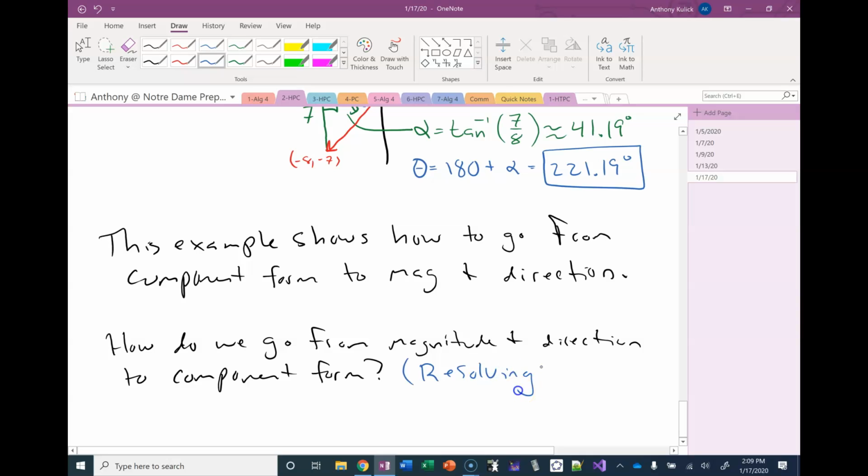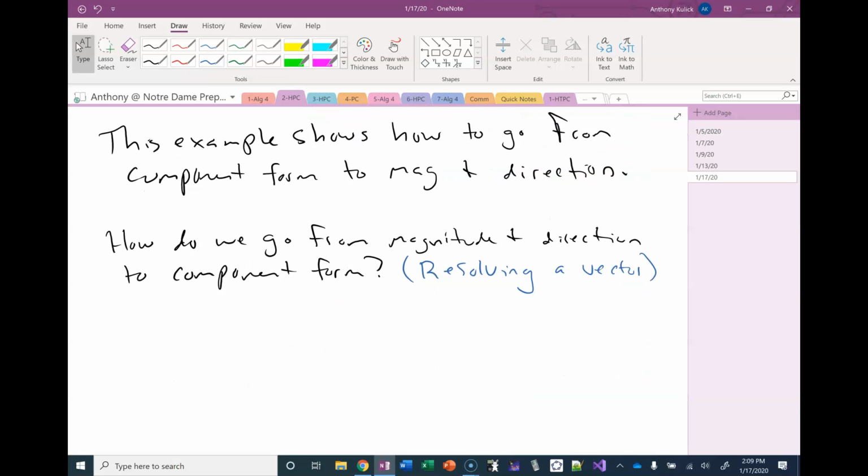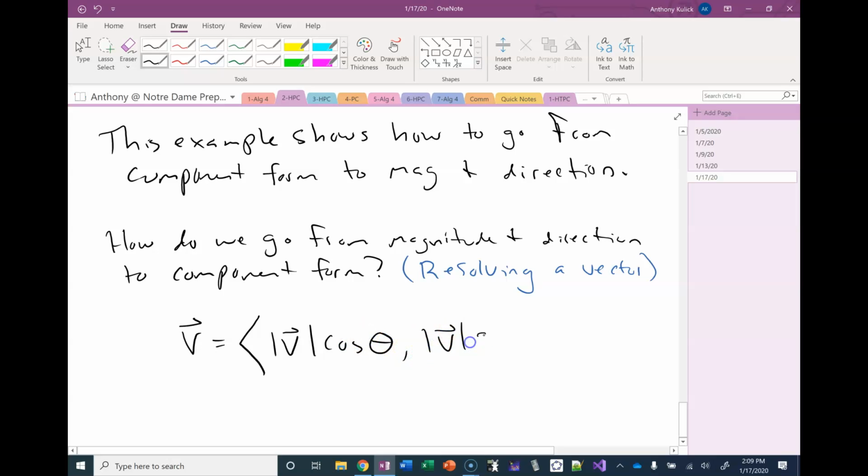This has a little piece of vocab. It's called resolving a vector. It's where we go from magnitude and direction into component form. Well, it's actually quite easy. I just take the magnitude times cosine theta, comma, the magnitude times sine theta. Does this look familiar?